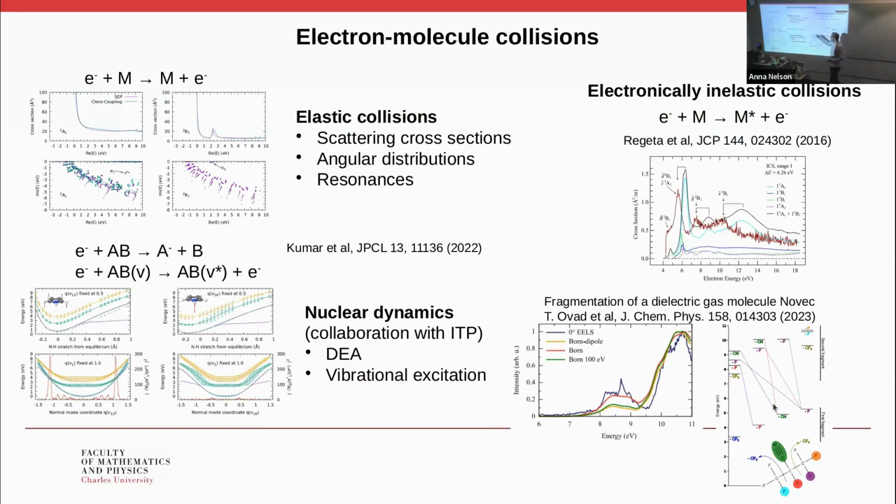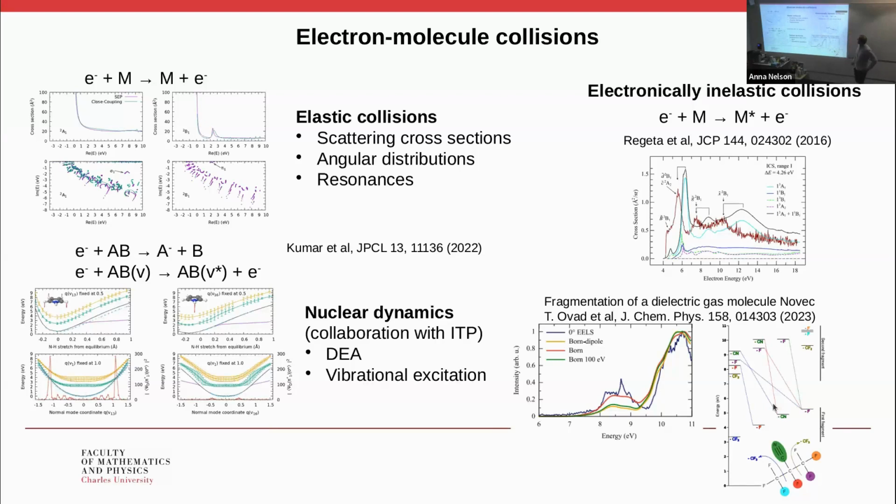We typically compute scattering cross-sections, angular distributions of the electrons, and further transformation. Then we also look at the effects of nuclear dynamics, but this is something that is not implemented directly in the R-matrix codes. We are using the data produced by the R-matrix codes in some follow-up calculations of our colleagues in Prague to study dissociative electron attachment and vibrational excitation. I'm going to show you an example of a few such calculations briefly in my talk.